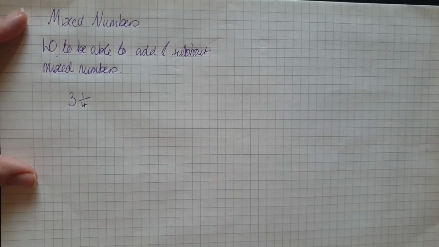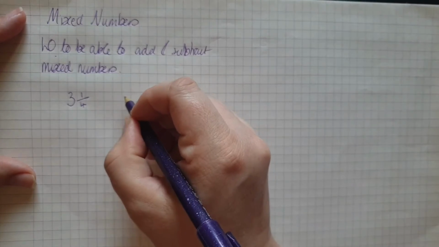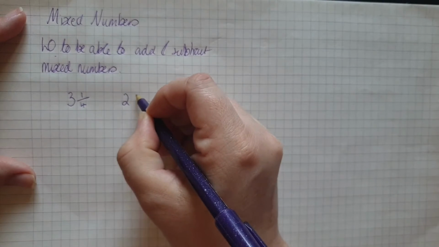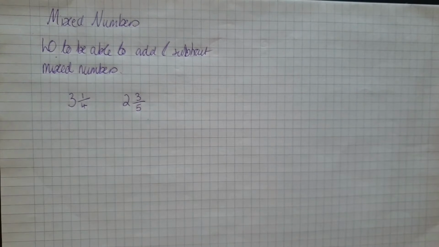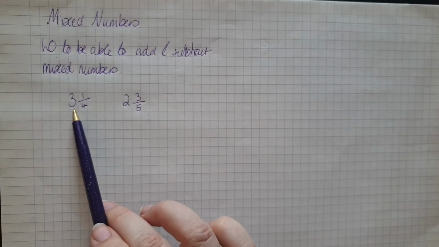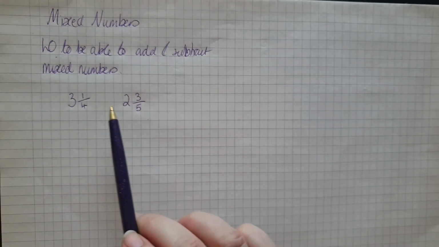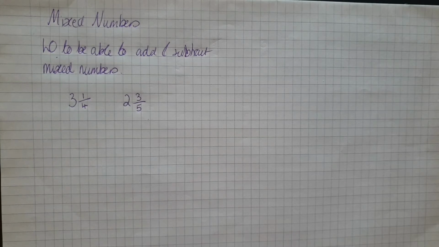and then a fraction. Okay, so the other one I'm going to look at is 1 3/5. Okay, so these are the two numbers that I'm going to look at first of all. So we've got 3 whole and a quarter, 2 whole and 3/5.